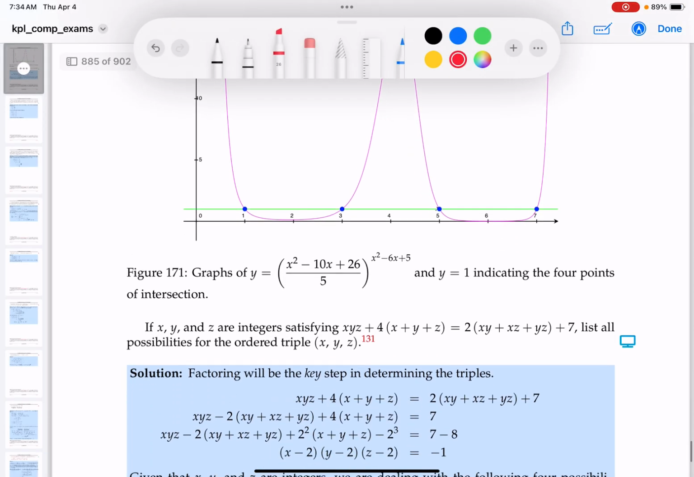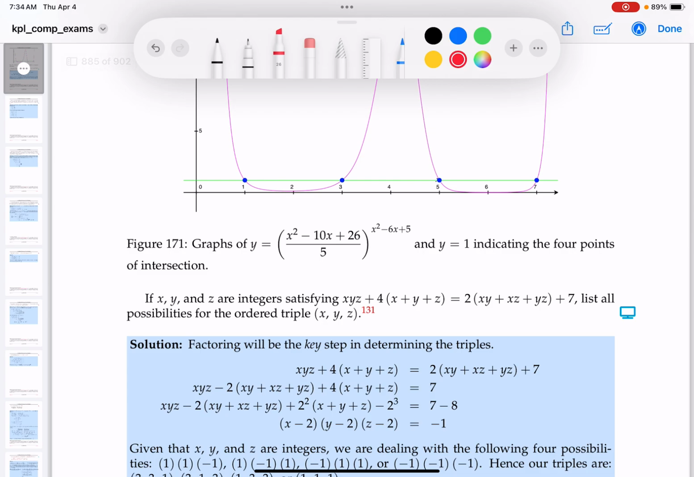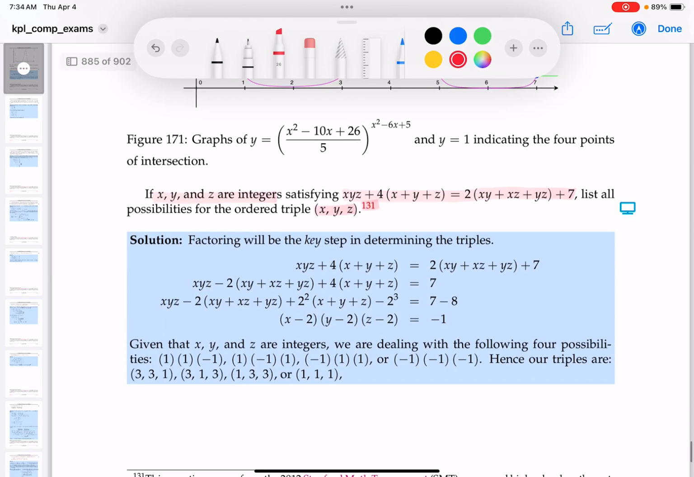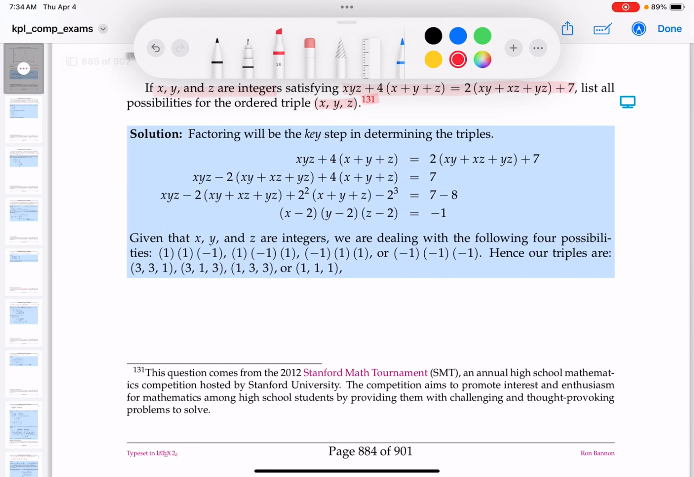Okay, we have a question over here. It says, if x, y, and z are integers, all right, so this is a given to me. It goes on and says it satisfies this equation over here. Right, it satisfies that. List all possibilities for the ordered triple. That's x, y, z. I do notice a footnote over there. The footnote's 131. All right, what does it say?